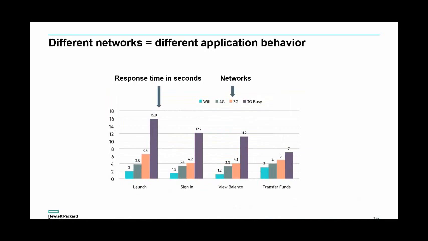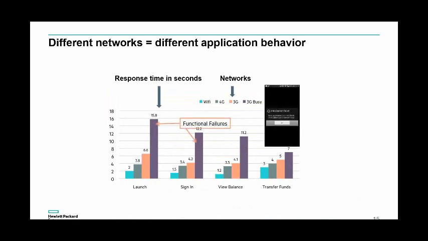If it's Wi-Fi, obviously stronger. You can see how quickly an application will launch. And then look at how long it will take to launch on a 3G busy network. Same goes for other common processes, and at some point, we just consider those to be functional failure.